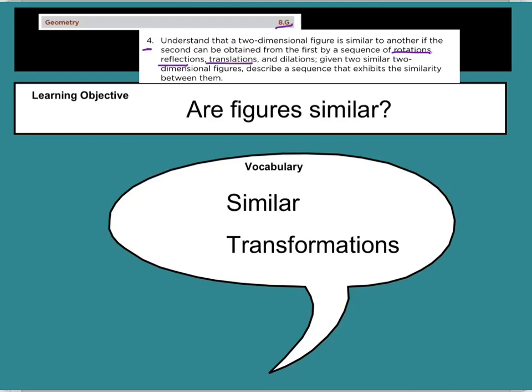So those three, a series of transformations involving the first three, create congruent figures, whereas if you add dilations to the mix, it's going to create what we call similar figures. Okay, given two similar figures, can you exhibit a sequence that shows a similarity between them? So our vocabulary today is similarity and transformation.